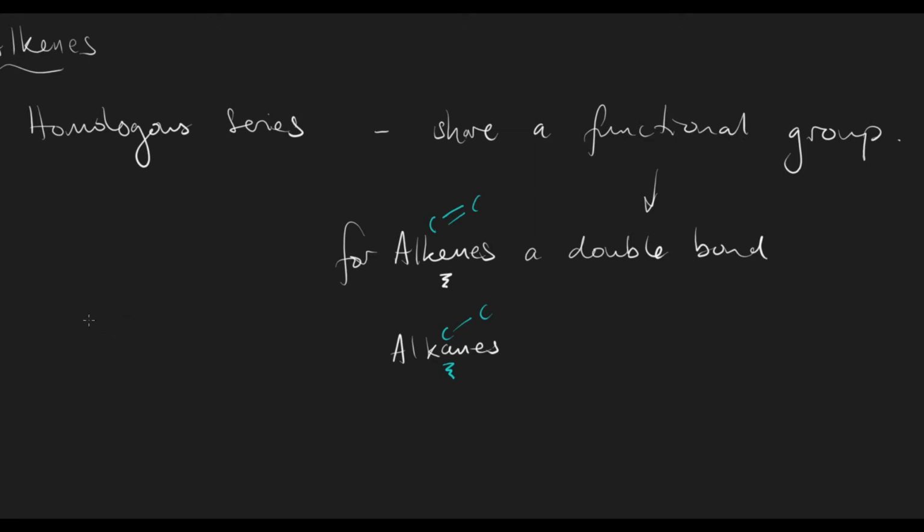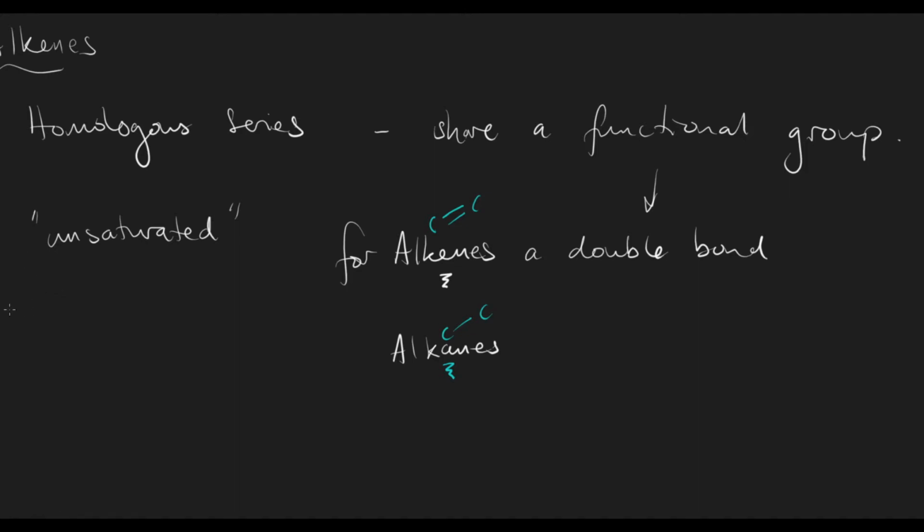So let's look first of all at the structure of alkenes. Alkenes are sometimes called unsaturated. So if you've heard of saturated and unsaturated fats, this is the same word. And unsaturated means that it doesn't have all of the hydrogens that it could have.